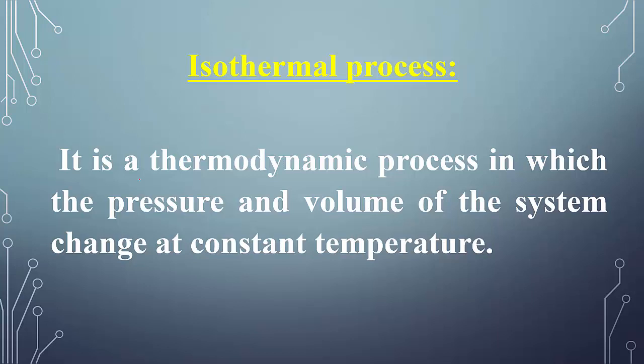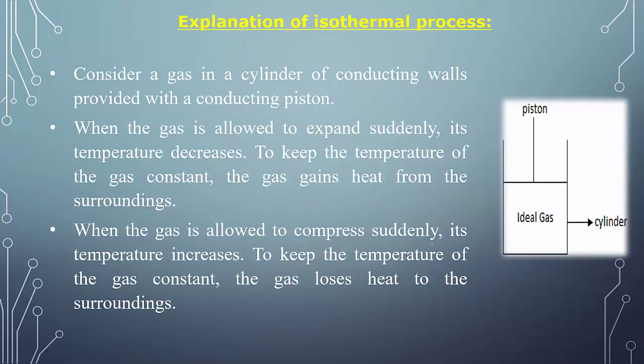So that process is called isothermal process. What is isothermal process? It is a thermodynamic process in which the pressure and volume of the system change at constant temperature. In isothermal process, temperature is constant but volume and pressure undergo changes. So this is called isothermal process. Then, how this process takes place we can study.